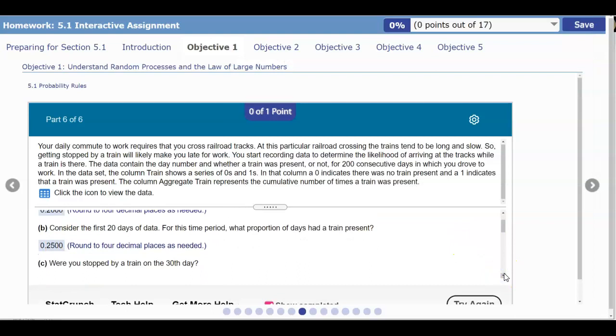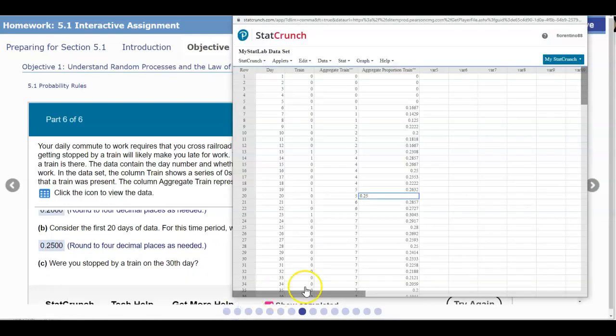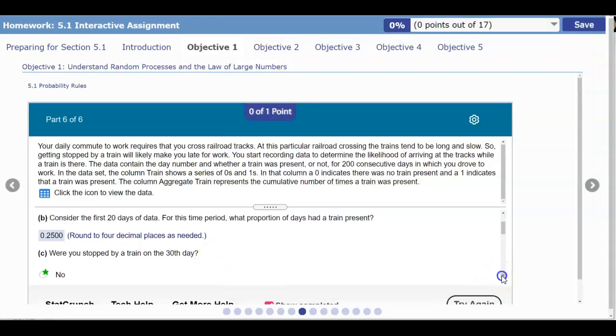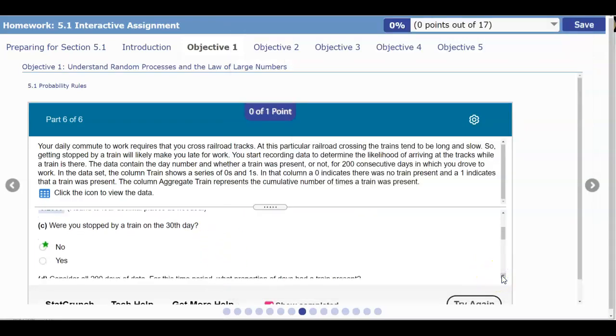Next, it says, were you stopped by a train on the 30th day? So let's take a look here. Here's the 30th day. And was there a train present there? We see that that represents a 0. And a 0 means that there was no train present.